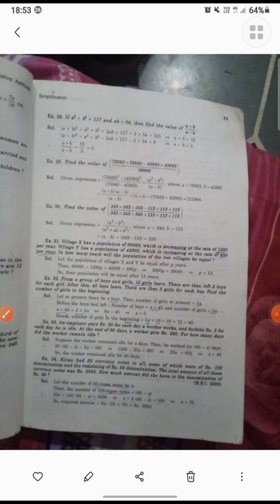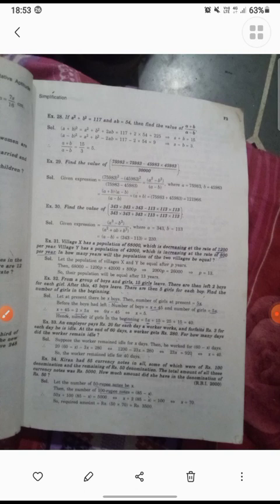From a group of boys and girls, 15 girls leave. There are then left 2 boys for each girl. After this 45 boys leave. So x plus 45 equals 2 into 5x. So that is 9x equals 45, x equals 5, and hence the number of girls in the beginning: 15 girls leave. So that was 5x girls plus 15, it is 40 girls in the starting.